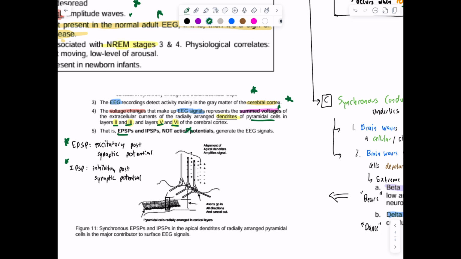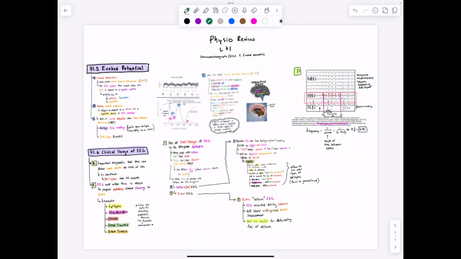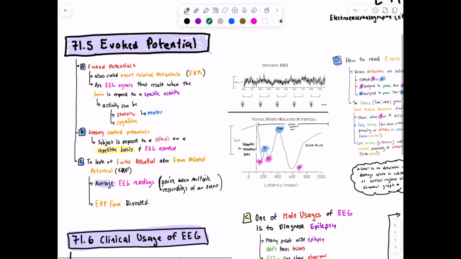So EPSP and IPSP is a great distinction. Honestly, I'm not sure if it's really necessary. You know that, but maybe it's a test question. All right, so then we have evoked potentials. These are also called event-related potentials, ERPs. And so you think, event, okay, something has happened. Potential, you think voltage. So you're thinking event-related voltage.